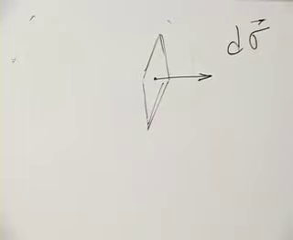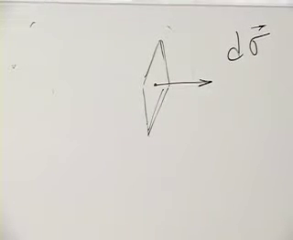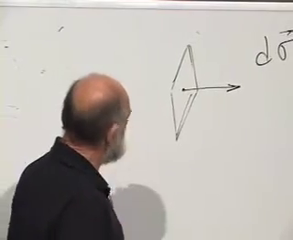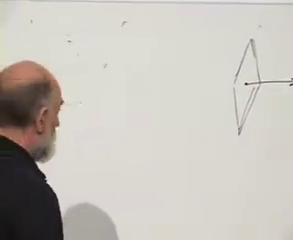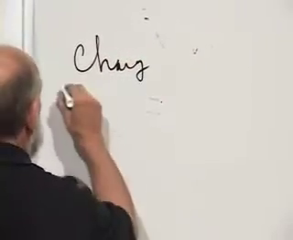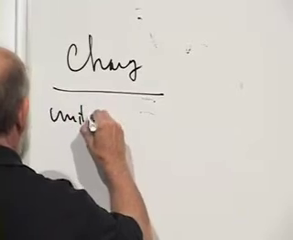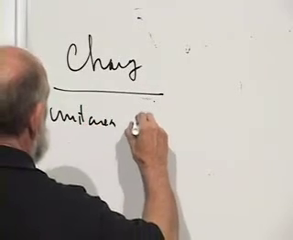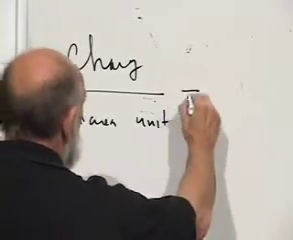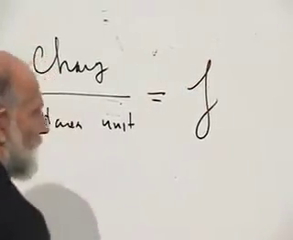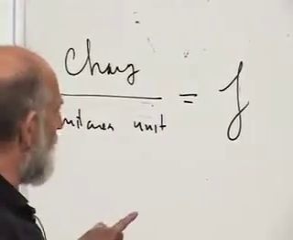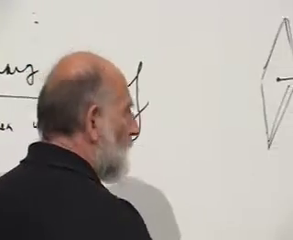The charge per unit area per unit time. Charge per unit area, let's write the words. Charge per unit area per unit time through a little surface element is called the current. Now the current is a vector. The current is a vector. You can see why that should be so.